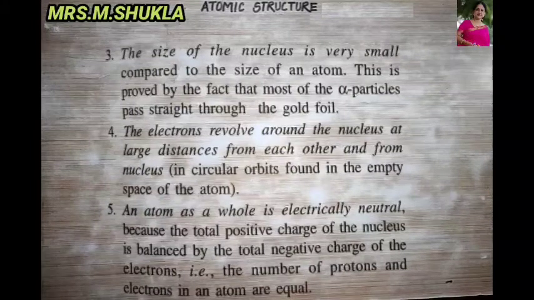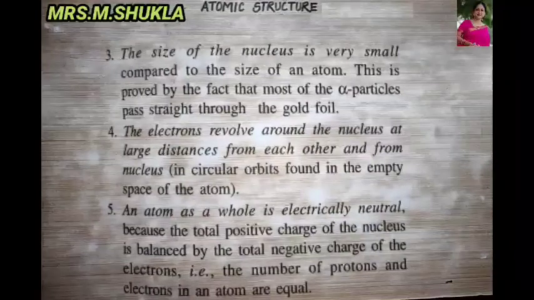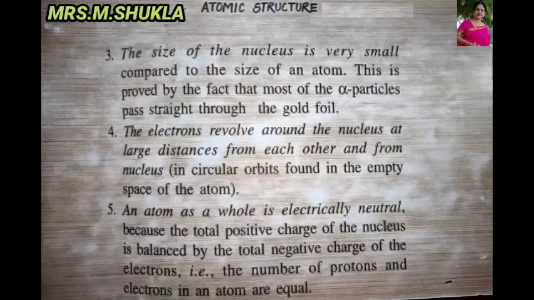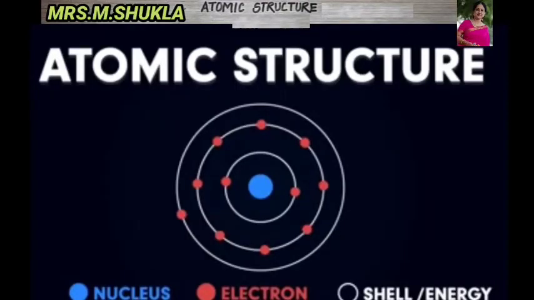Now, where are the electrons found in the atom? Electrons revolve around the nucleus at large distances from each other and from the nucleus. An atom as a whole is electrically neutral. Why? We already know, because total positive charge is equal to total negative charge. And these electrons always revolve around the nucleus in orbits. The force of attraction between the negatively charged electrons and the positively charged nucleus is counterbalanced by the centrifugal force acquired by the revolving electrons.